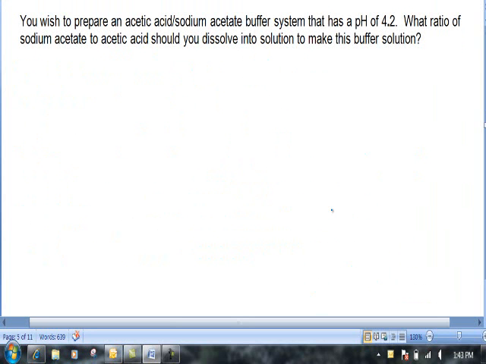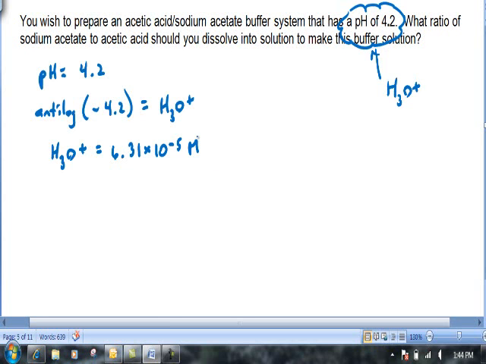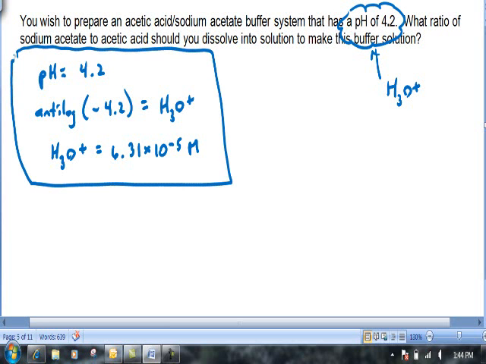Another common type of buffer question is seeing what do you need to do to get a buffer that has a specific desired pH. Now in this case, we want to make a buffer with a pH of 4.2. The pH will let us figure out what our H3O plus concentration is in this buffer system. Using our pH, we can solve for the desired H3O plus concentration for this buffer system. We now know what H3O plus concentration is required to give us our pH of 4.2.